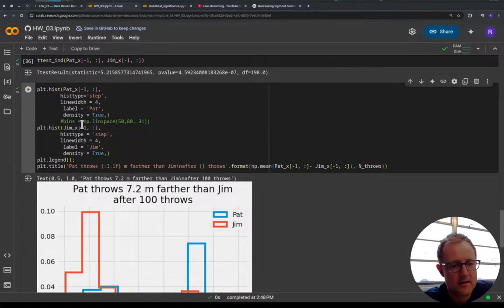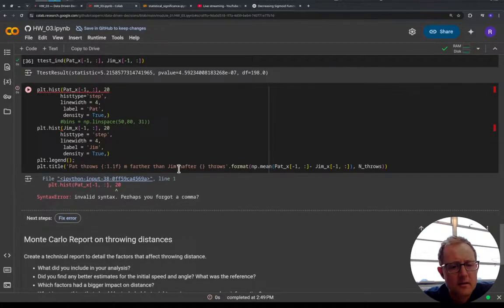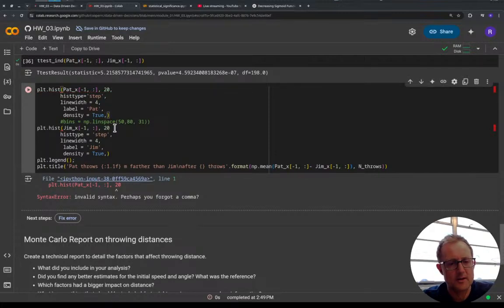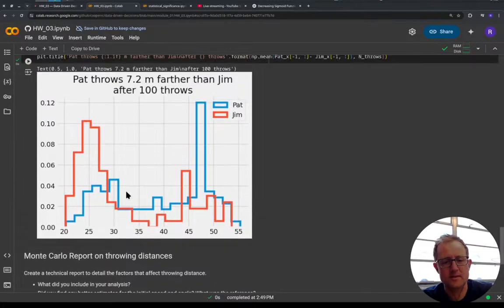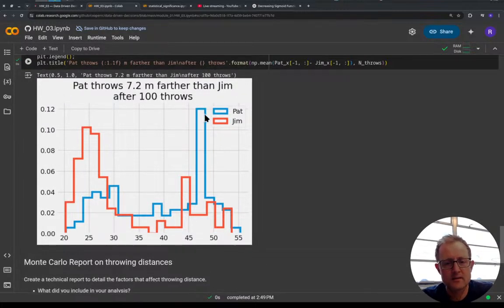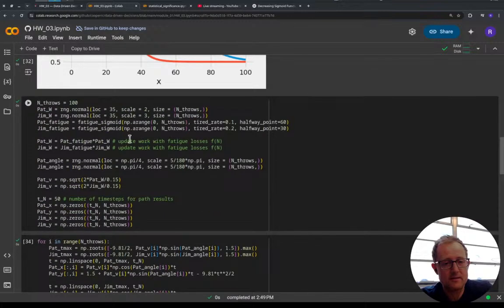We can add some bins. We can increase the number of bins. Here, let's do that. 20 and 20, and we should put a comma after that, 20. And that's just going to uniformly decrease the bin sizes. So Pat, we can see, was throwing further for longer, even though they both started with the same average throwing. And we would probably notice a big difference even if these distributions were the same.